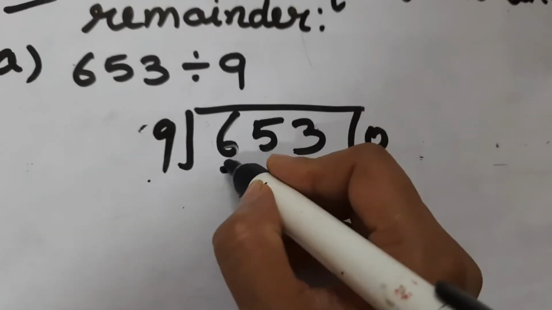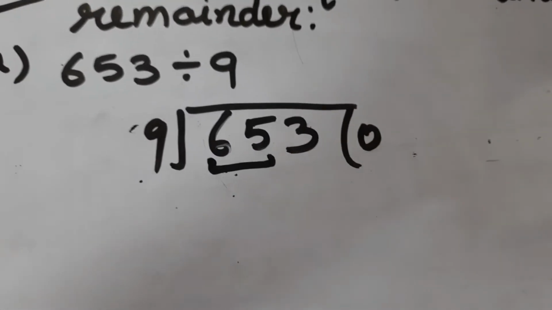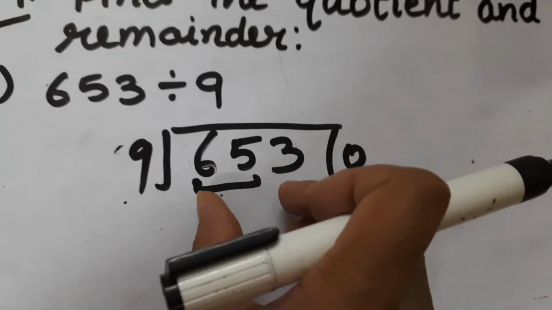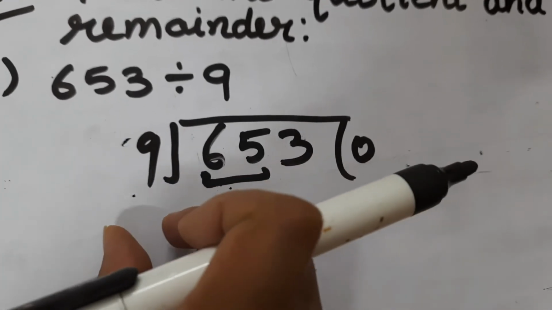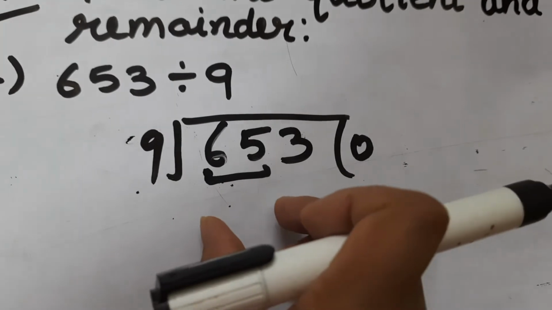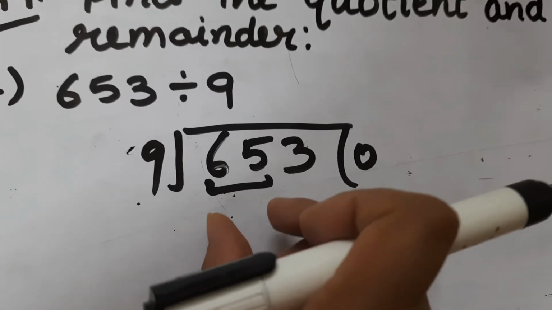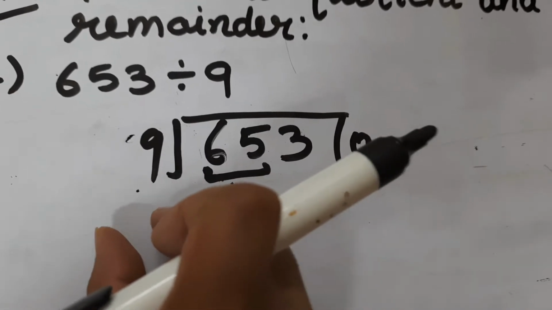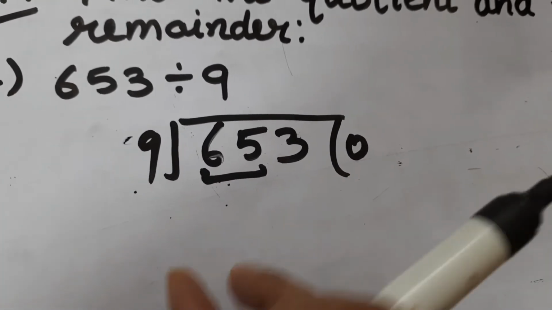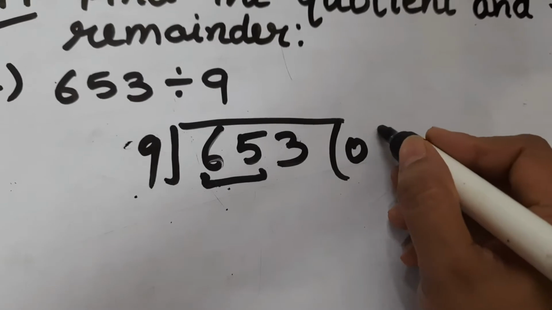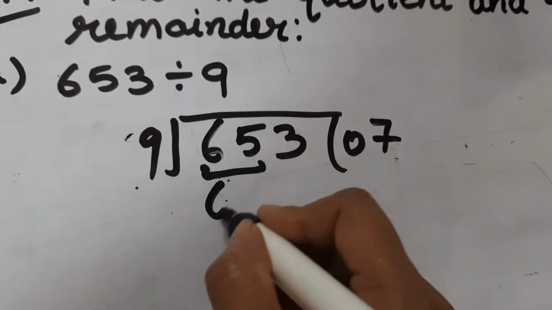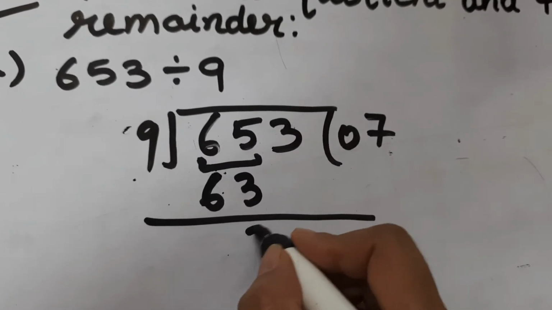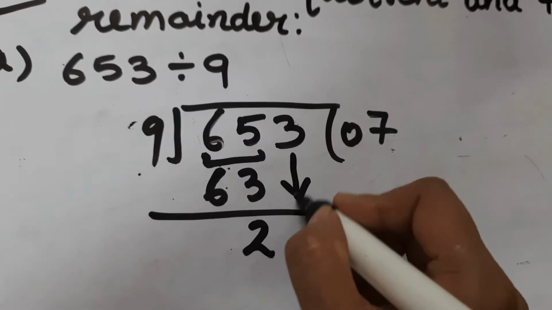Okay, now we will consider 65. Is 65 divisible by 9? No, 65 is not exactly divisible by 9. So we will take the number that comes at the table of 9 and is just smaller than 65, and that is 63. 9 sevens are 63. Okay, so we will take 63. Now 5 minus 3 is 2. Bring this 3 down.